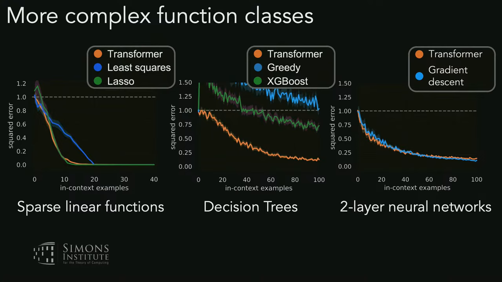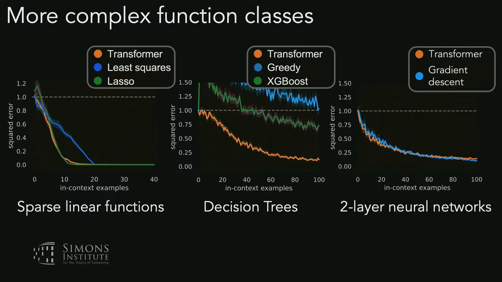For more complex function classes, suppose instead of linear functions, we do sparse linear functions. If I promise you that only k of the coordinates are non-zero, then the number of examples you need is just k times log the dimension. Things like lasso, L1 regularized regression, exploit that. And lo and behold, transformers seem to be doing basically as well as lasso for these sparse things.